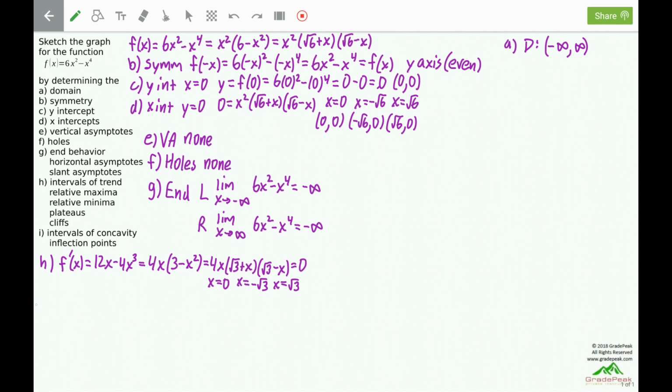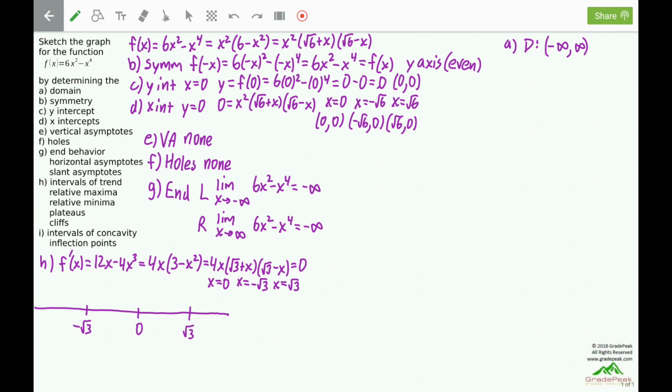We can now draw a domain line, a line representing the domain. It has no left end because it begins at negative infinity. It has no right end because it ends at positive infinity. We can put each of the critical numbers on here in order. Negative root 3 will come first, then the 0, then the positive root 3, which splits the domain interval up into 4 separate intervals. We can pick a test value in each of these intervals.